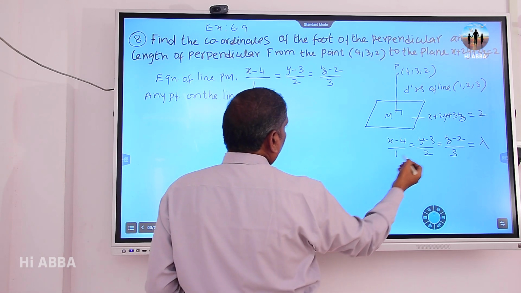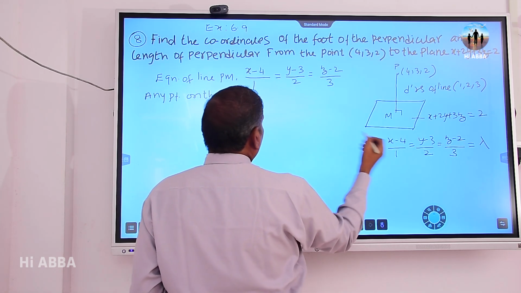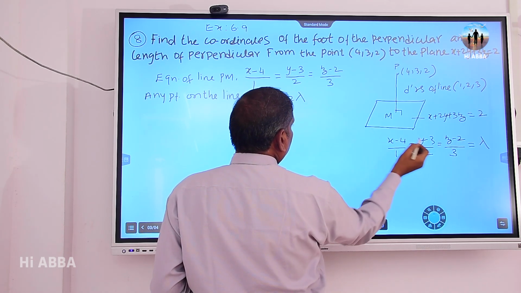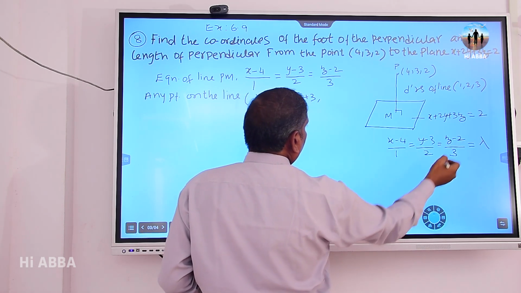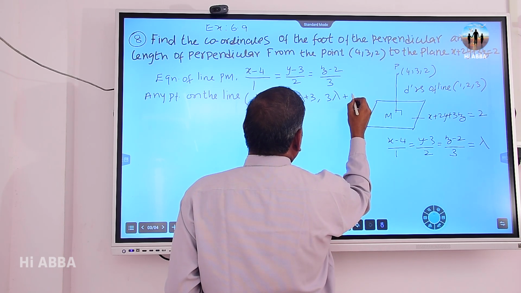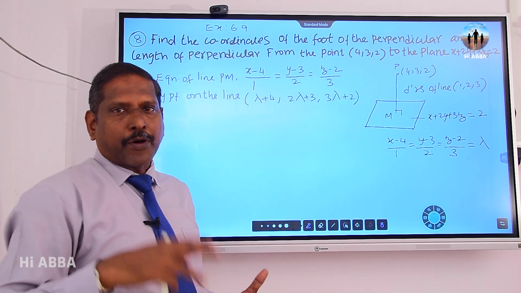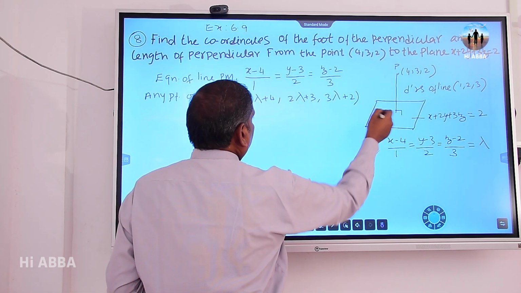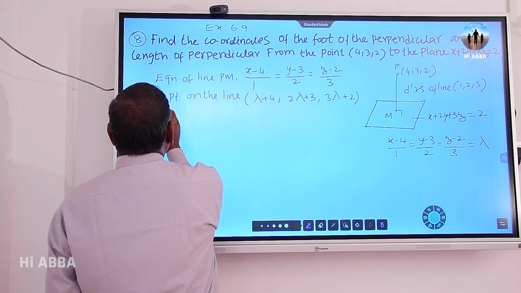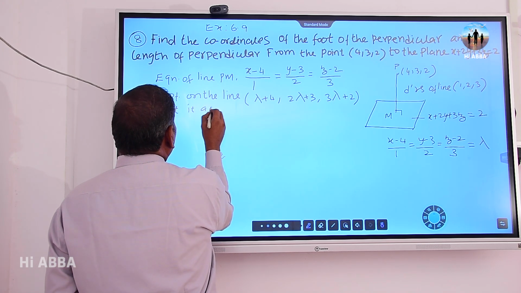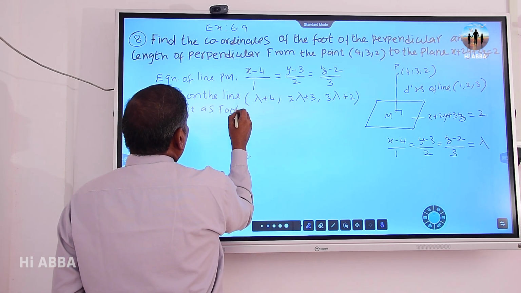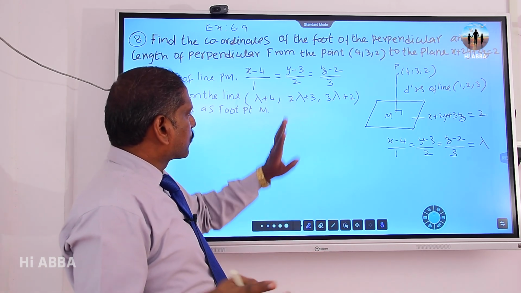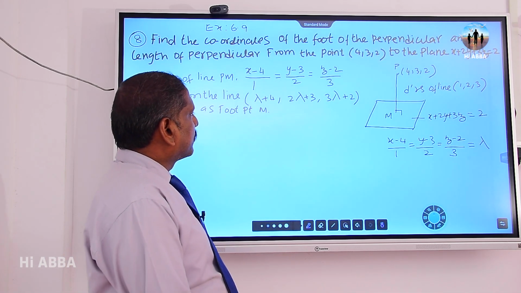So what do you do? In short, I am writing lambda plus 4, and again cross multiply, 2 lambda plus 3, and 3 lambda plus 2. So this will give you a travelling point on the line PM, and you treat this as M point, the foot point. Treat it as foot point M, and this is going to be your foot point M.